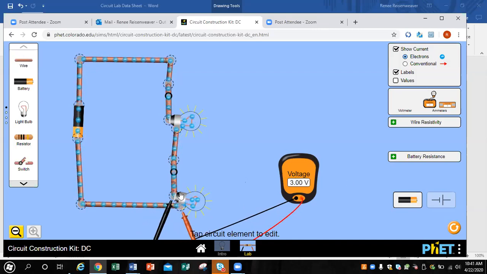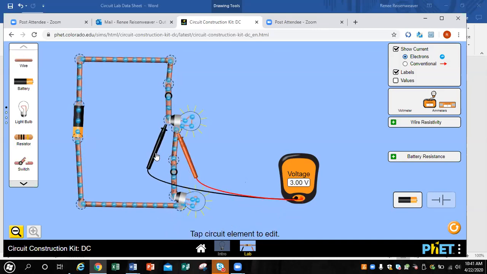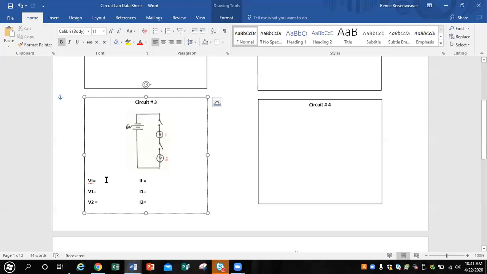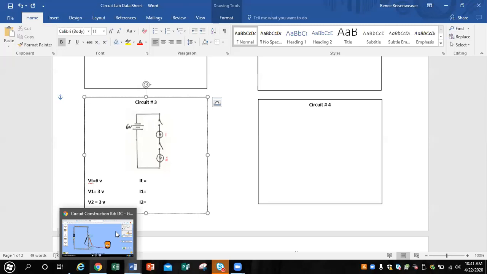I'm going to measure the voltage of my other bulb, and it's 3 volts. So I'm going to go back to my data sheet, and I'm going to type in my total voltage was 6 volts. V1 was 3 volts, and V2 was 3 volts, right? Go back to my lab.